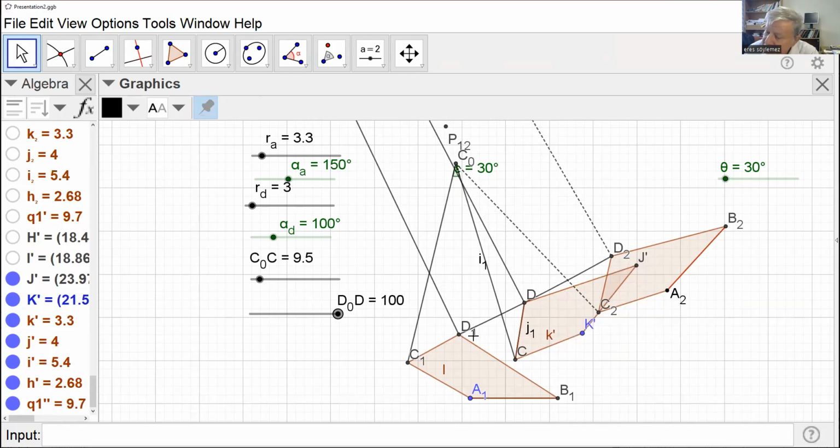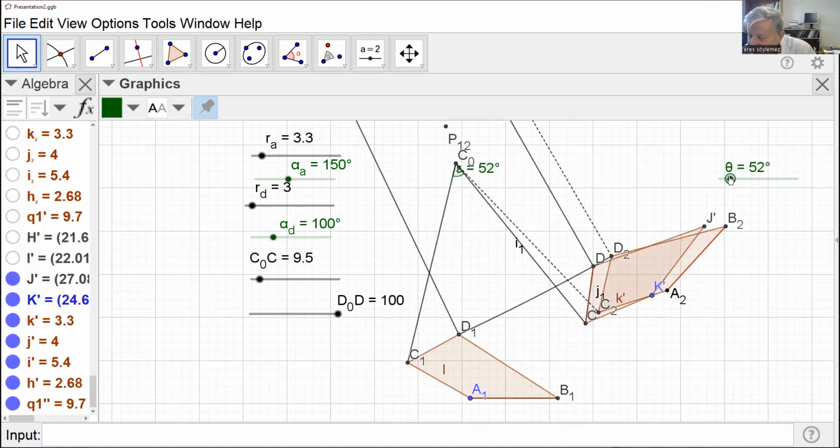In that case, what you can do is instead of having a link of infinite dimensions, which is 100, and D1, D2 is almost a straight line, as you can see.